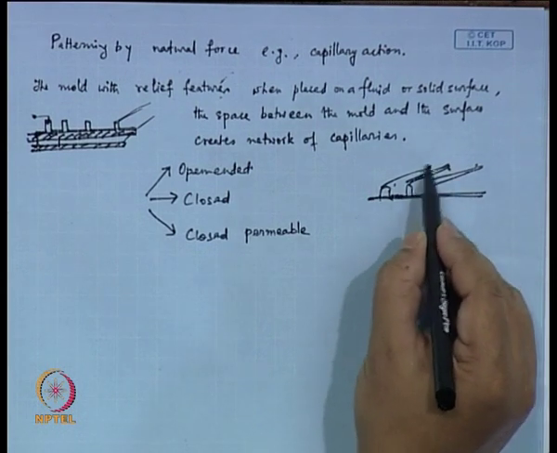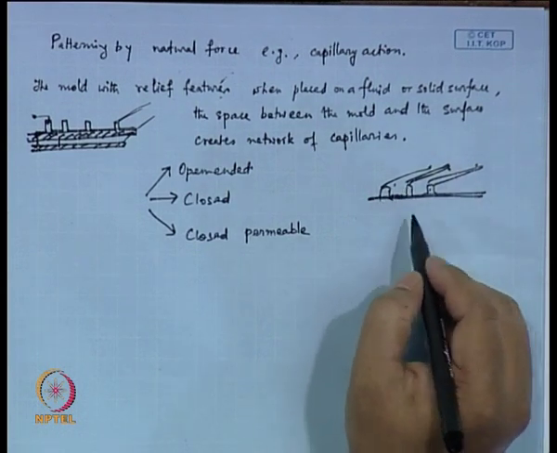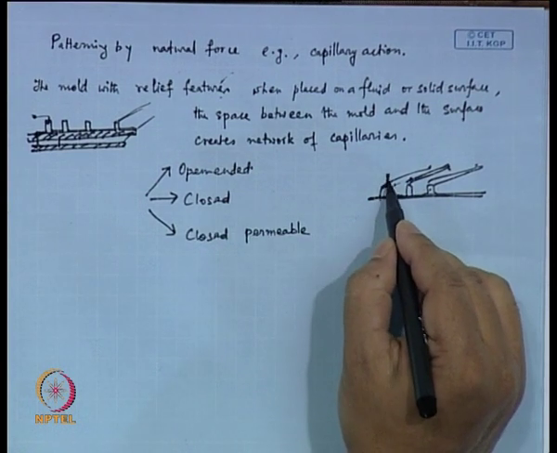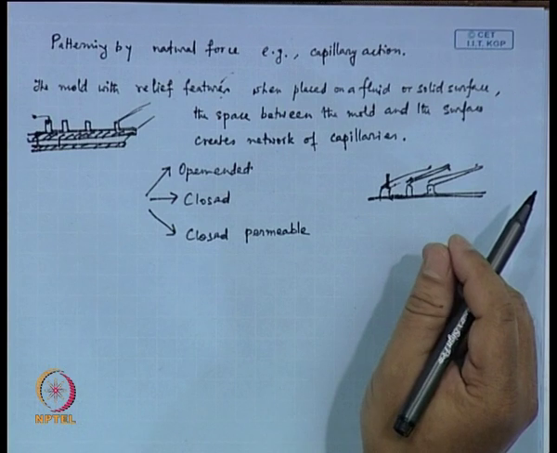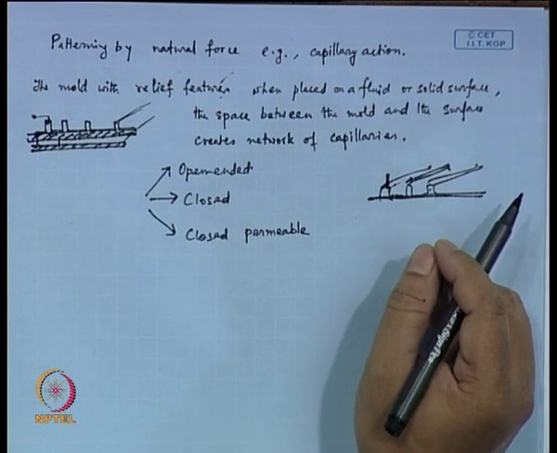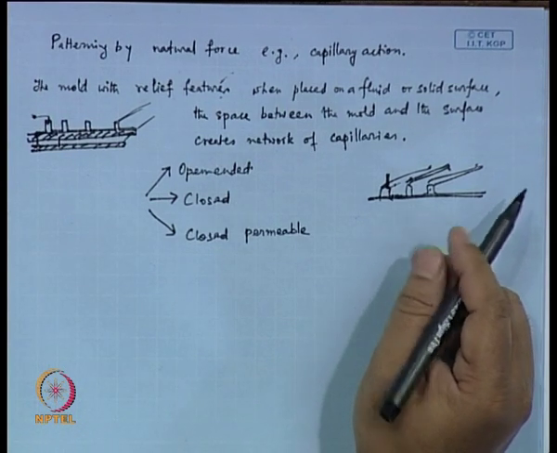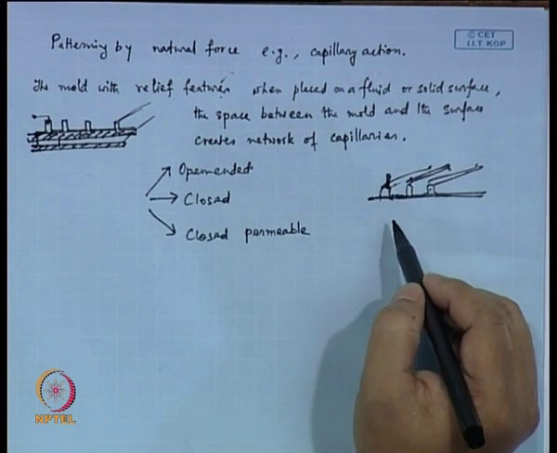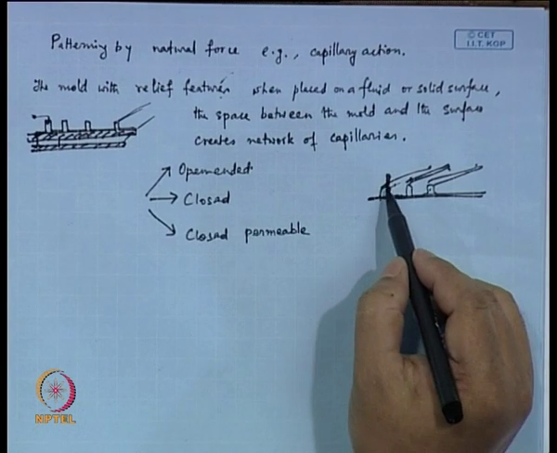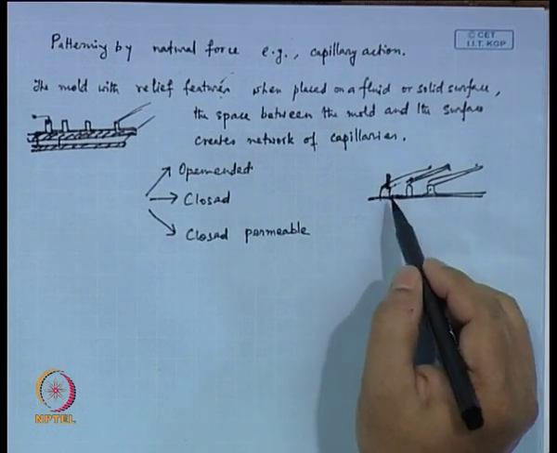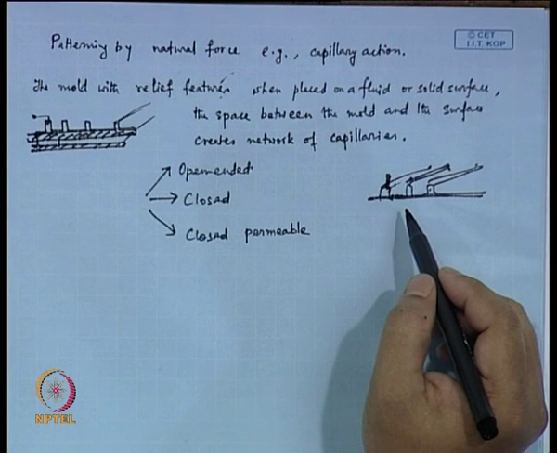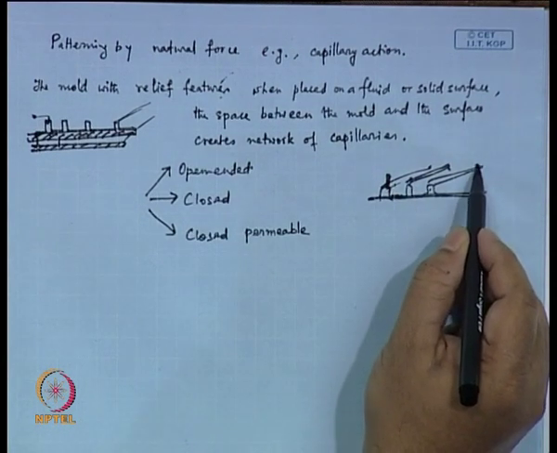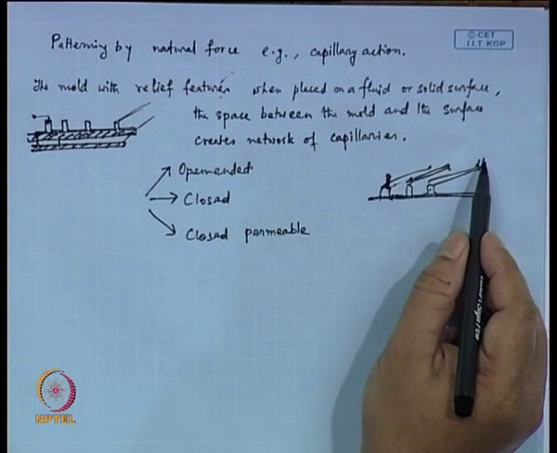So, you have formed a network of capillaries, and then you are introducing the fluid, that means molten polymer above its glass transition temperature, which is in its very viscous liquid state. You pour that here and you expect that it will go everywhere by capillary action. Now, if this capillary is open ended, that means if you have an opening here open to atmosphere.